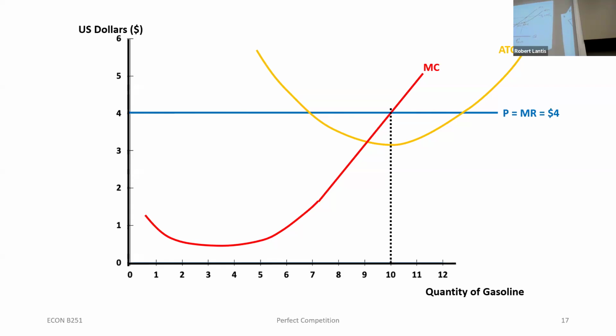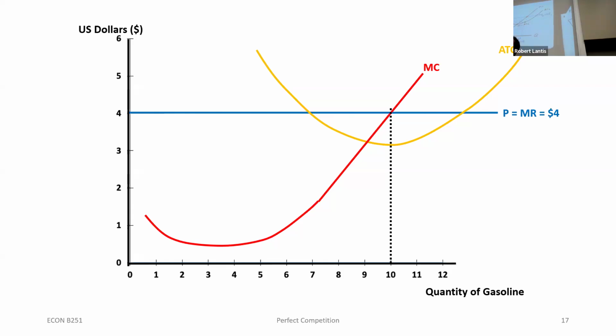So what would represent the quantity the firm is choosing? It would be the width of this rectangle. What's the height of this rectangle? It's the difference between the price and average total cost. So what would this rectangle represent? My profits. Right? It's going to be the difference between my price and my average total cost multiplied by the quantity the firm is choosing to produce.